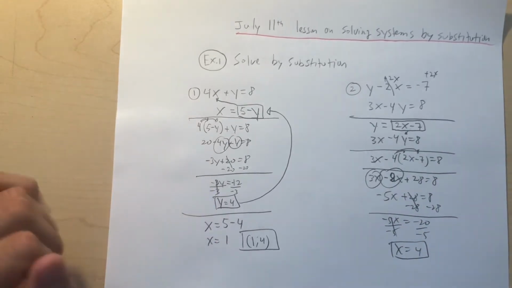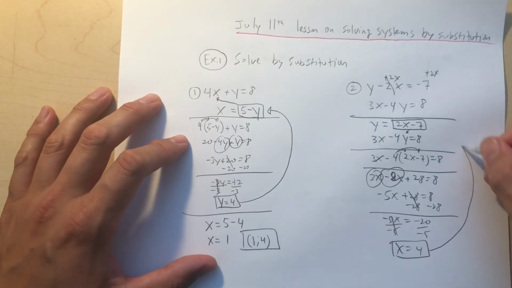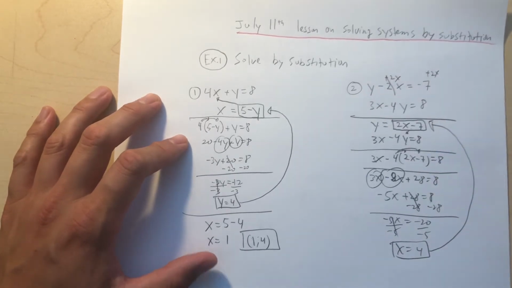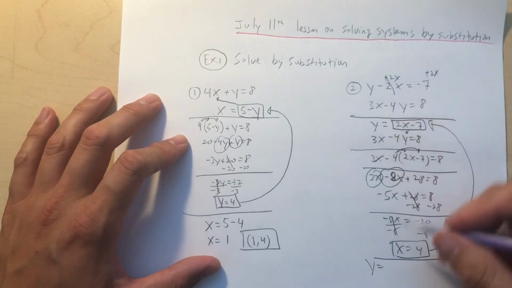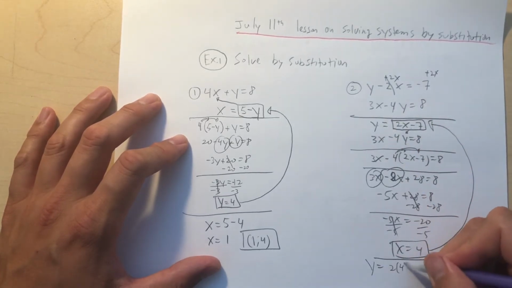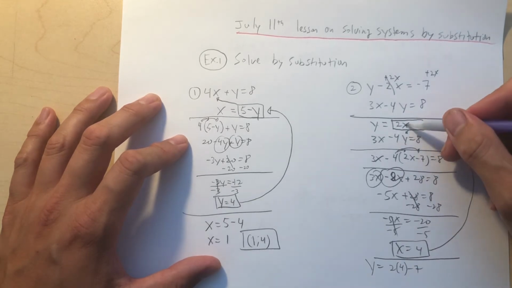All right, now I'm going to substitute it back in. Usually the one that you just used, okay, that one right there. So I'm going to have y is equal to, let me draw a line quickly. That would give me 2 times 4 minus 7. One more time, I just substitute this x for 4.